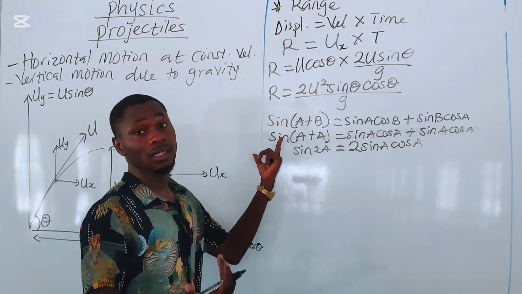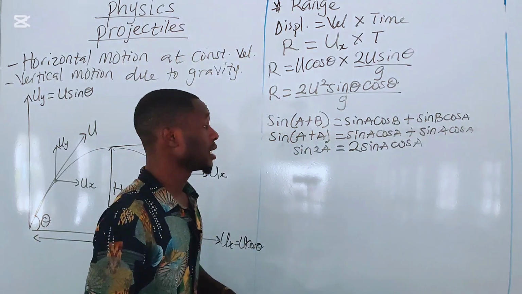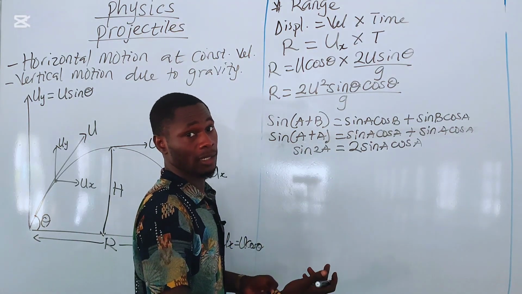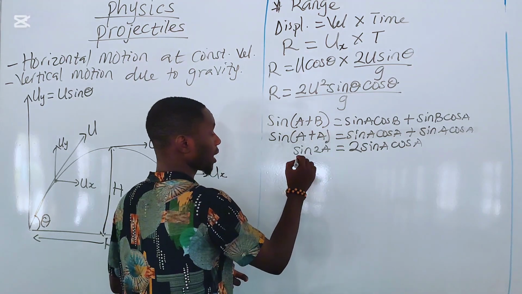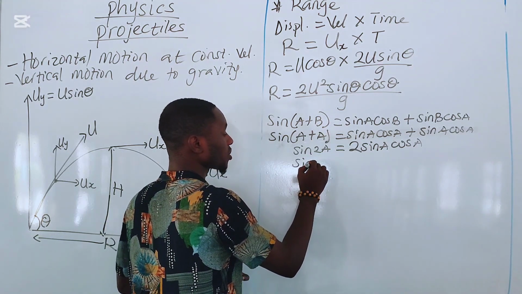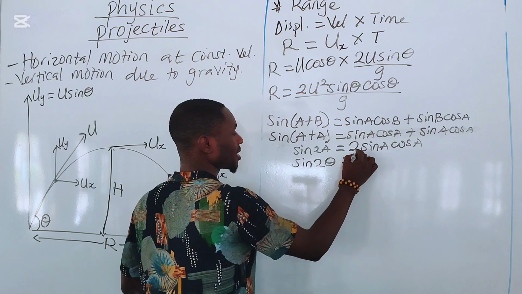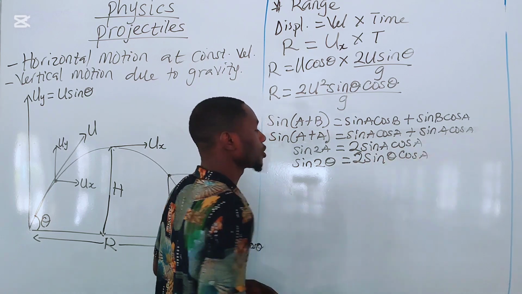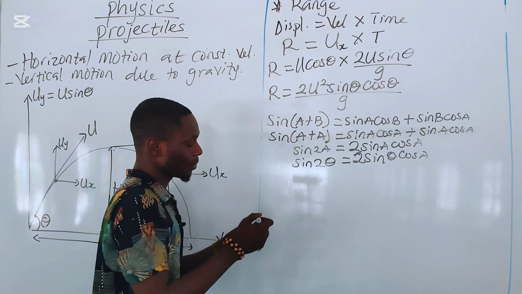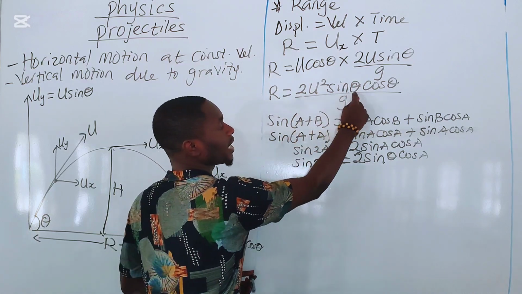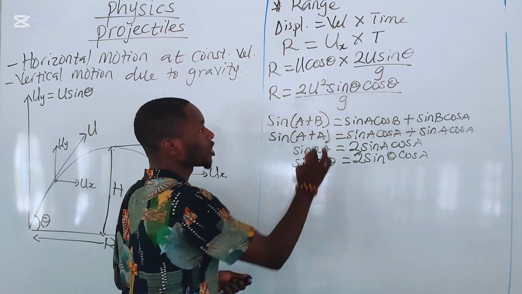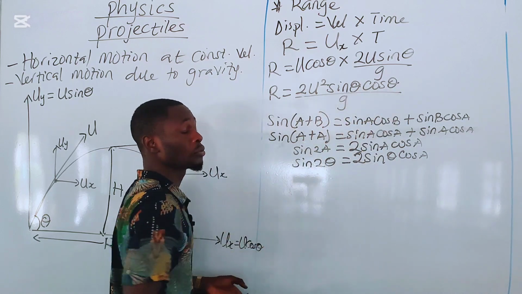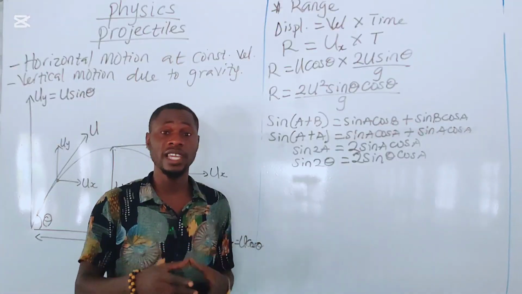However, a is just an angle. Remember, a and b are different angles. So if a is an angle, it means it can be substituted with any letter. So we can similarly say it's the same thing as theta. So sine 2 theta is the same thing as 2 sine theta cos theta, which is identical to what we have here, because here we have 2 sine theta cos theta. So we can substitute 2 sine theta cos theta with sine 2 theta, in a way of simplifying the equation.